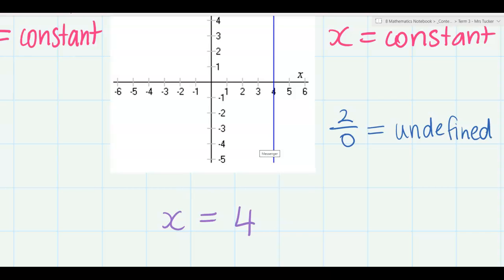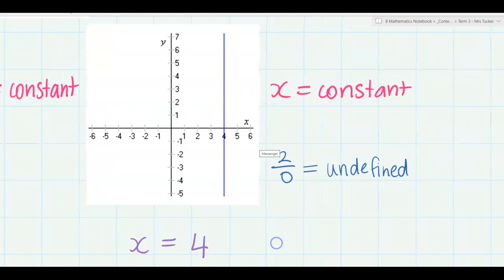So if it's horizontal, the gradient is 0. If it's vertical, say that the gradient is undefined. It sounds like you guys might need to write that one down. We obviously didn't know that one. Yes, because you're not allowed to divide by 0.